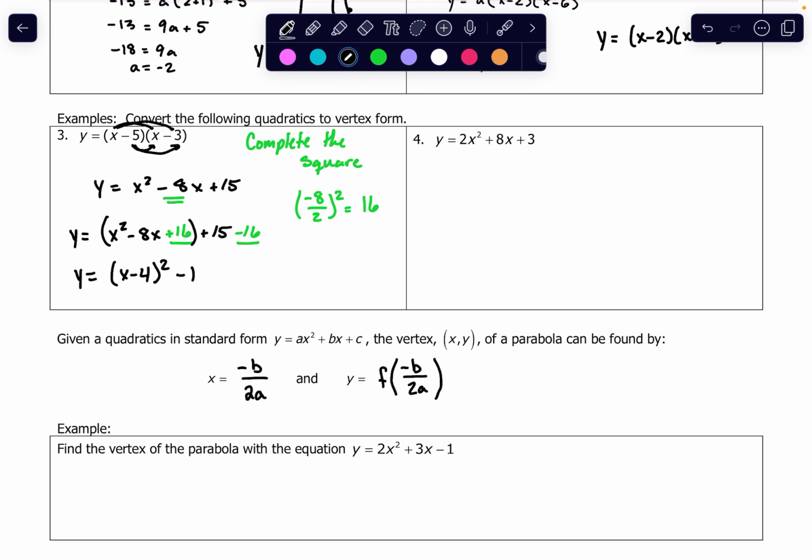Did it ask for the vertex? Not necessarily, but it's a good thing to state. We know that our vertex is now at positive 4, negative 1.